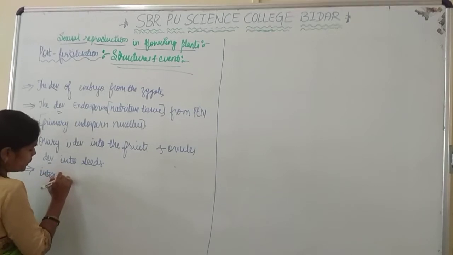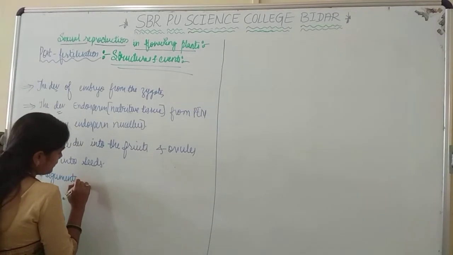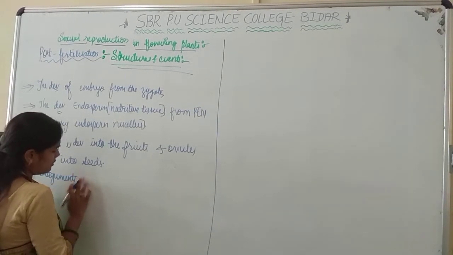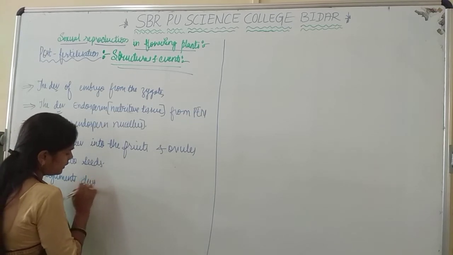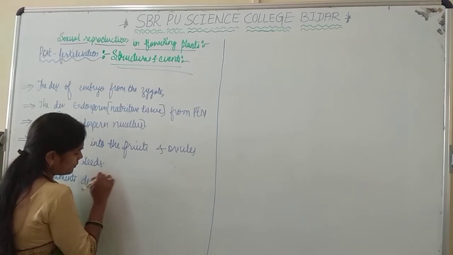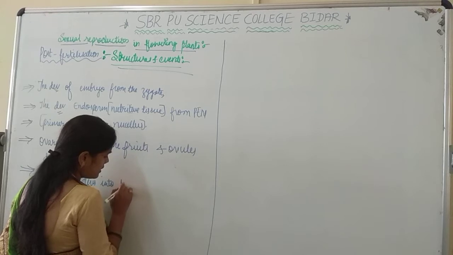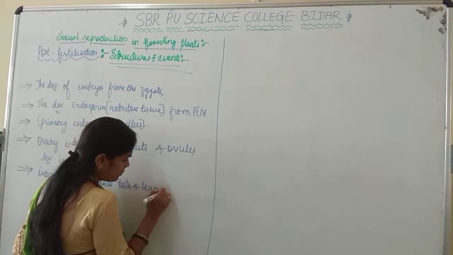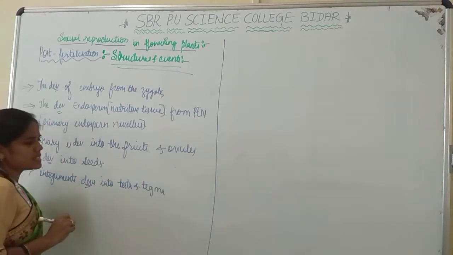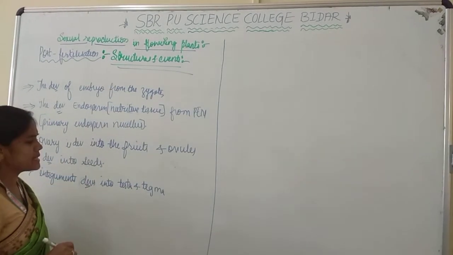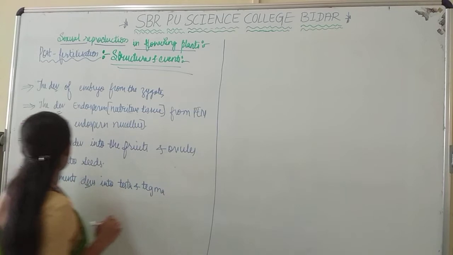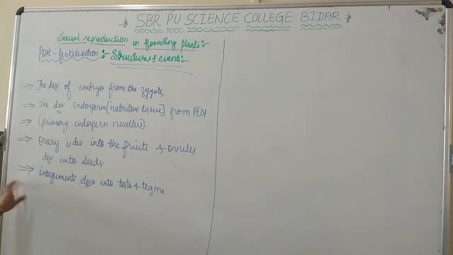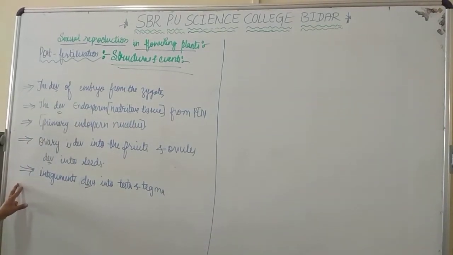Then the integuments of the ovule develop into the fruit wall, that is, the seed coats, testa and tegmen. So these are the events which take place immediately after fertilization.